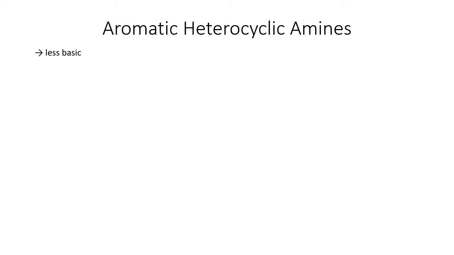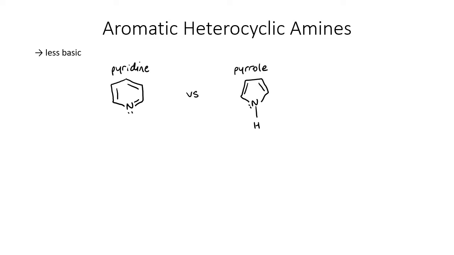Now let's take a look at aromatic heterocyclic amines. And in general, these types of molecules are less basic than alkyl amines. So we'll look at two examples. One is going to be the molecule pyridine, and the other will be the molecule pyrrole. And we've seen this concept a lot in the aromatics chapter. So let's consider both of the lone pairs of these nitrogens.